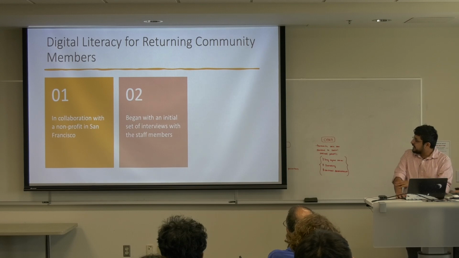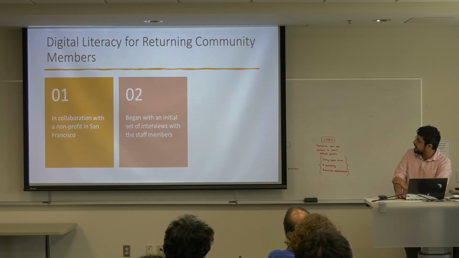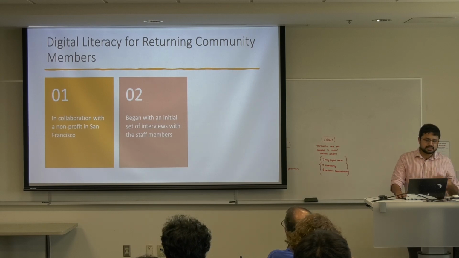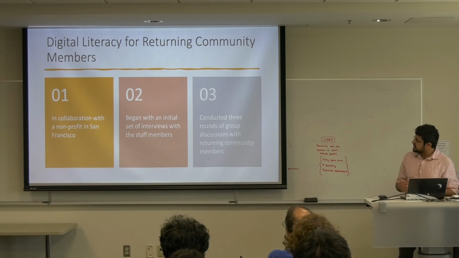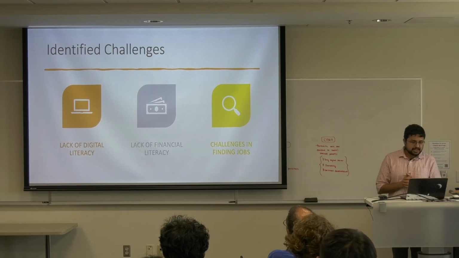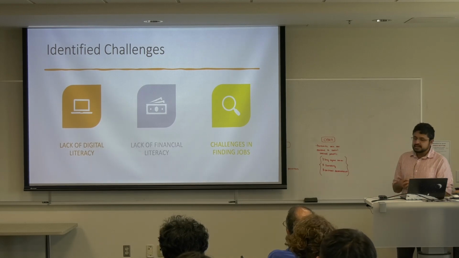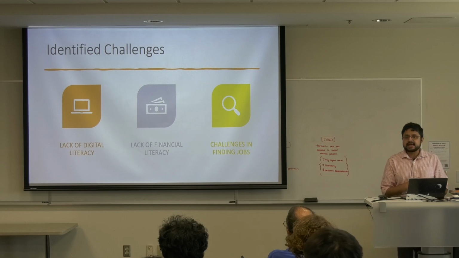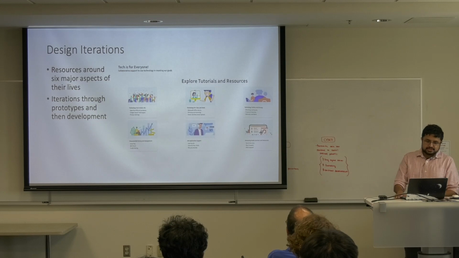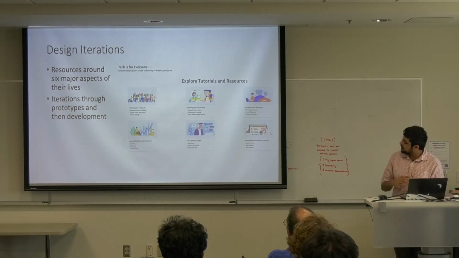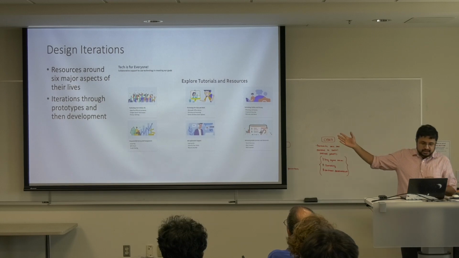It began with initial interviews with formerly incarcerated individuals, whom I call returning community members, as well as staff members in the organization. And then those discussions involved 3 rounds of group discussions as well as multiple interviews to identify the problems. Some of the problems that we identified were around lack of digital literacy, lack of financial literacy, as well as challenges in finding jobs due to biases in hiring processes. And so that led us to design systems with resources around 6 major topics, including technology.